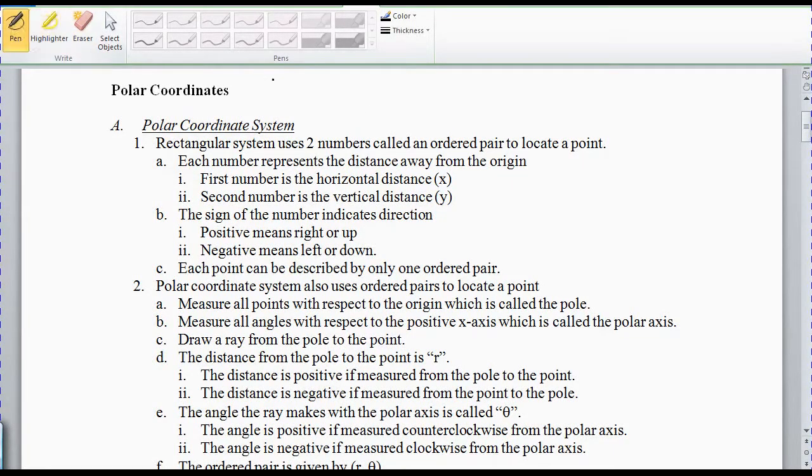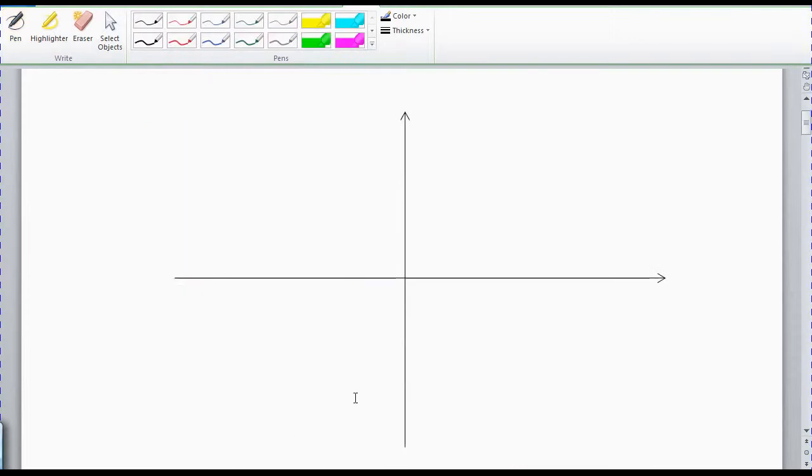Polar coordinates. This is very similar to the rectangular coordinate system. Let's just do a quick review of the rectangular coordinate system. In fact, I have a blank XY. And if you remember, this is the x-axis and this is the y-axis. If you take a point, that'd be x comma y. And if you go right and up, that's positive. Left and down is negative.